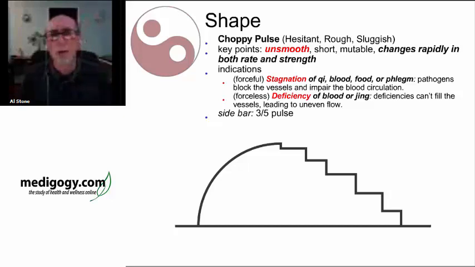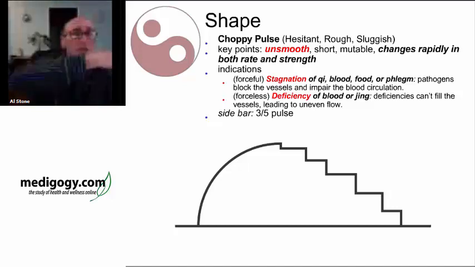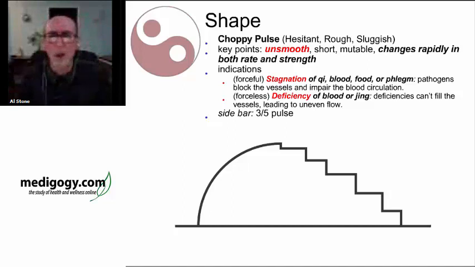But for those of you who aren't really clear on the shape, what the choppy pulse looks like, at least a low-grade pulse that I was able to find, it looks like this. This is, I think, a pretty decent look. So slippery comes and goes smoothly, but the choppy pulse goes like stair steps. Hope that helps.